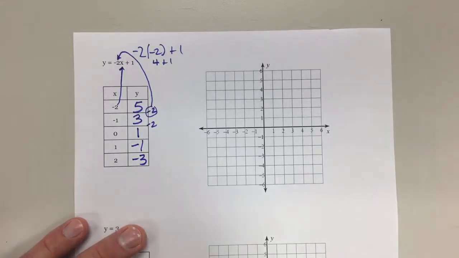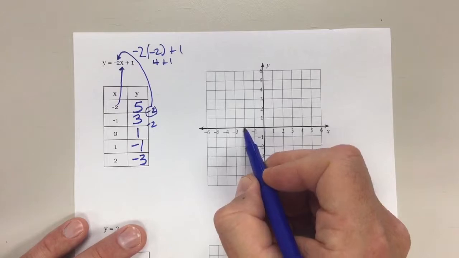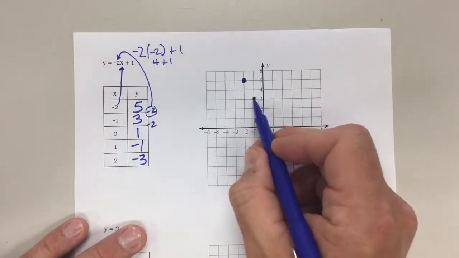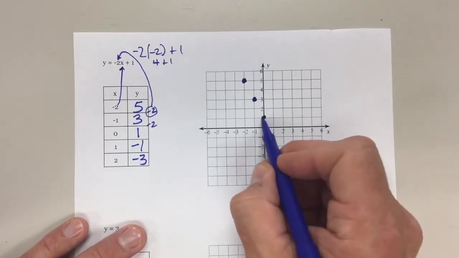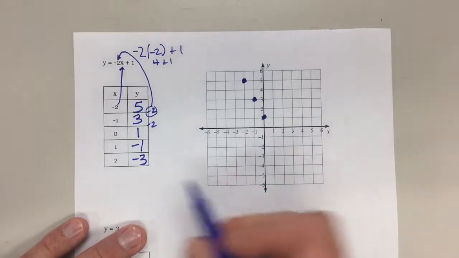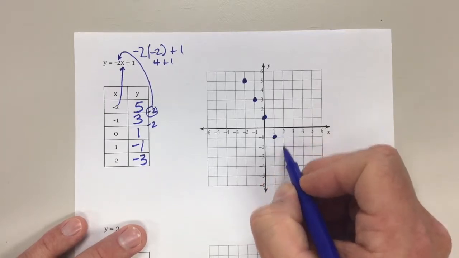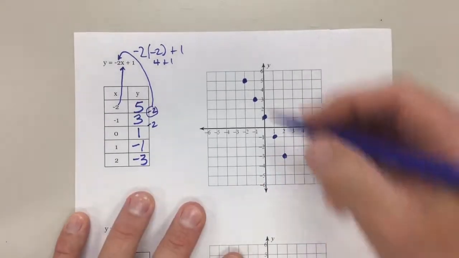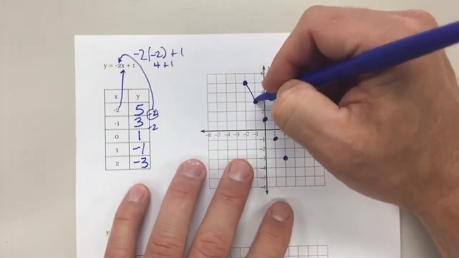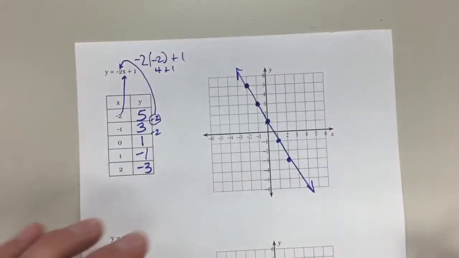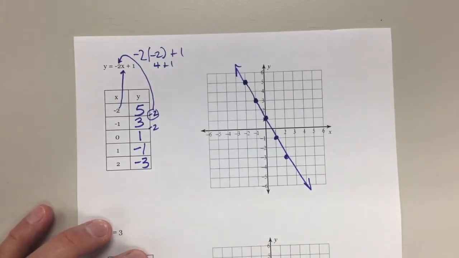So now I'll graph these. First, negative 2, 5, negative 1, 3, 0, 1. Now my points are lining up, so I must have done it right. 1, negative 1, and 2, negative 3. Connect them together. Do the best you can on this. If you want, you can take a ruler. I have some rulers, and you could connect them with a perfectly straight line. But if you can do it pretty good with freehand, that's fine.